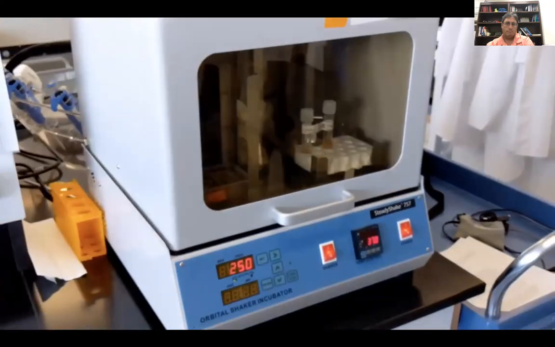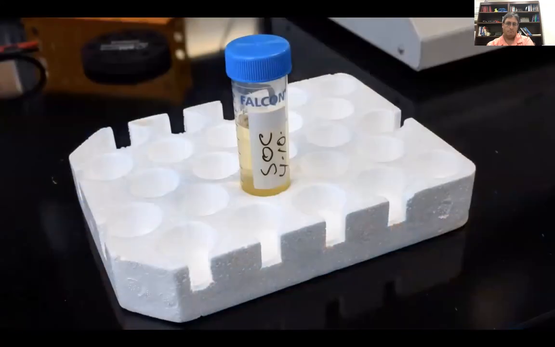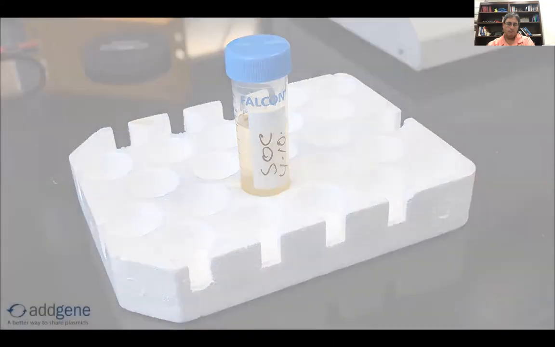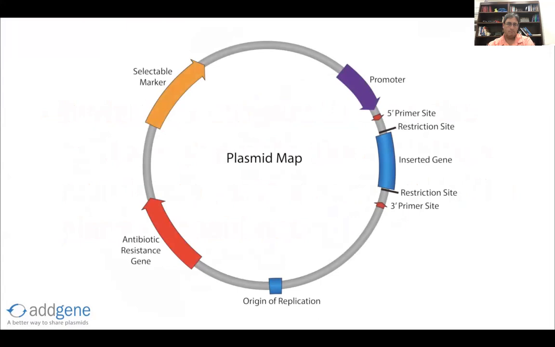After heat shock, we allow the transformed cells to grow for a short period of time in a shaking incubator. During this outgrowth step, the transformed bacteria are incubated in a rich medium like SOC, which contains glucose. This brief period gives the bacteria time to generate the antibiotic resistance proteins encoded in the plasmid backbone. This step is not as critical for plasmids containing ampicillin resistance and can be skipped in instances where ampicillin is used.